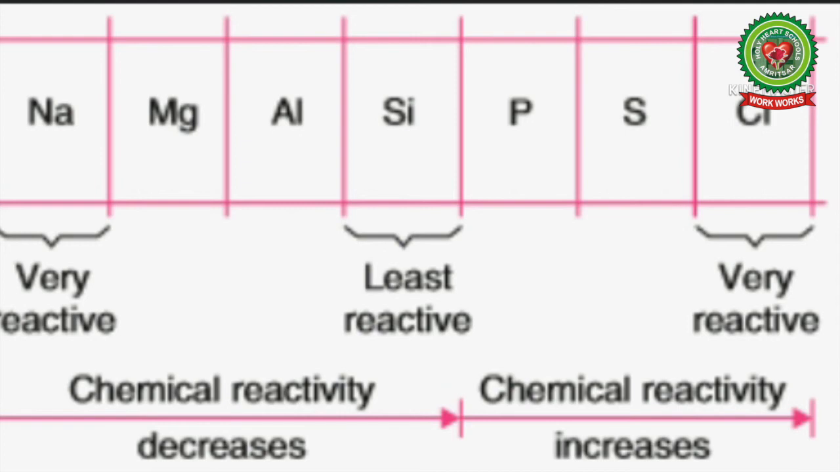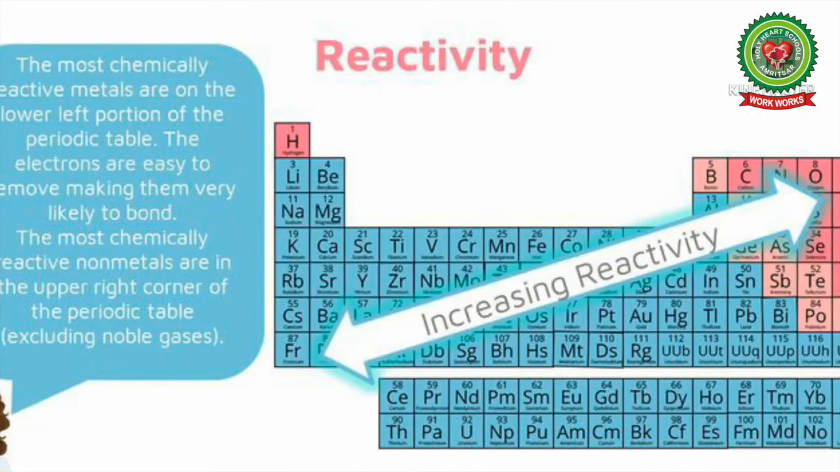Now, first we will discuss the trends in chemical reactivity while moving across a period. On moving from left to right in a period, the chemical reactivity of elements first decreases and then increases. It means the group 1 elements, which are known as alkali metals, can lose electrons easily as compared to alkaline earth metals. So, sodium is more reactive than magnesium. Similarly, in the case of group 17 elements, which are halogens, chlorine is more reactive than sulfur or phosphorus.